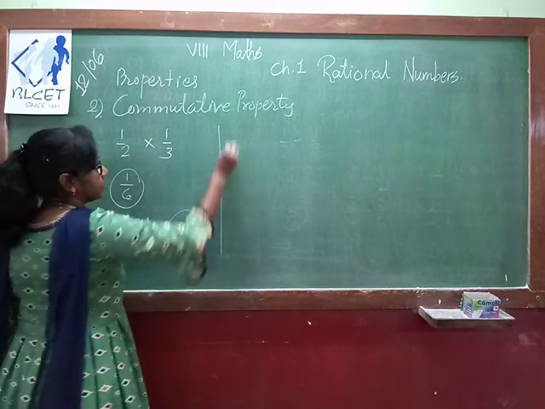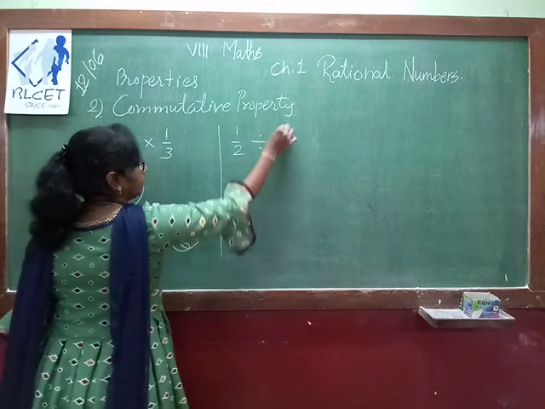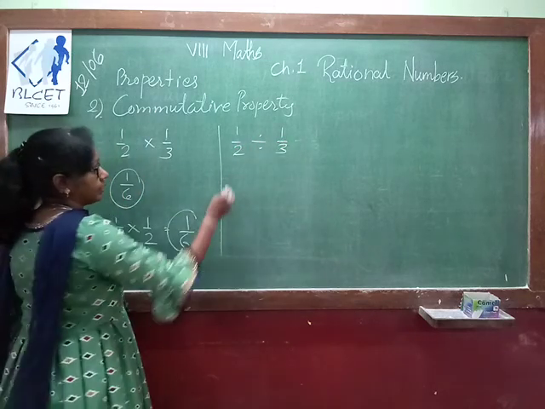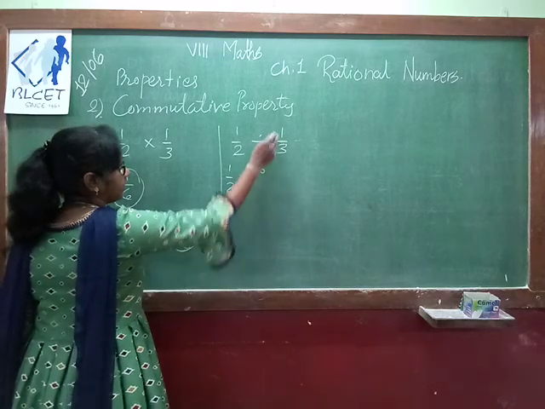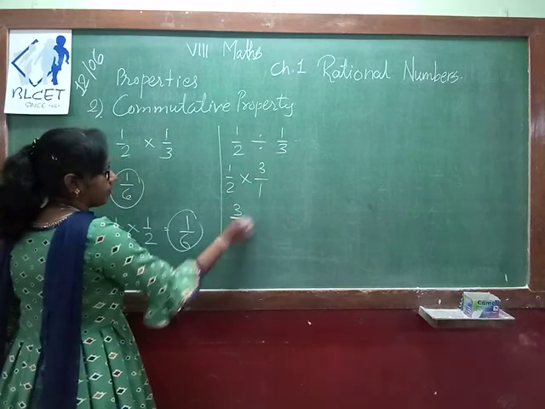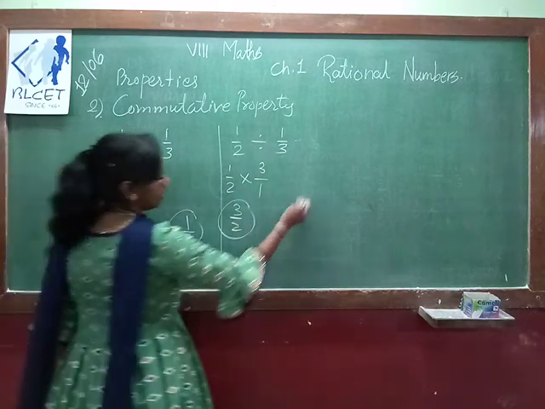Let's see for division. 1 by 2 divided by 1 by 3. So what is the answer? Division will become multiplication, and the second fraction is reversed. So what is the answer? 3 by 2.